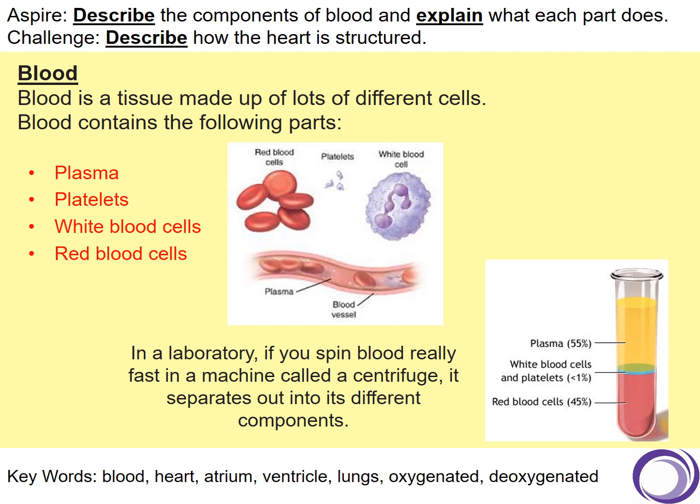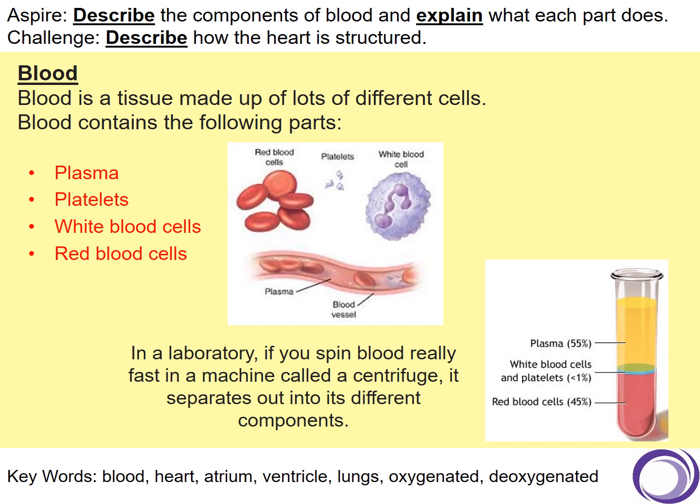So the next part of this lesson is to look at the blood. The blood is a tissue that is made up of lots of different cells. The blood contains the following 4 parts. The first part is the plasma. The second part are platelets. The third part are white blood cells. And the fourth part are red blood cells.